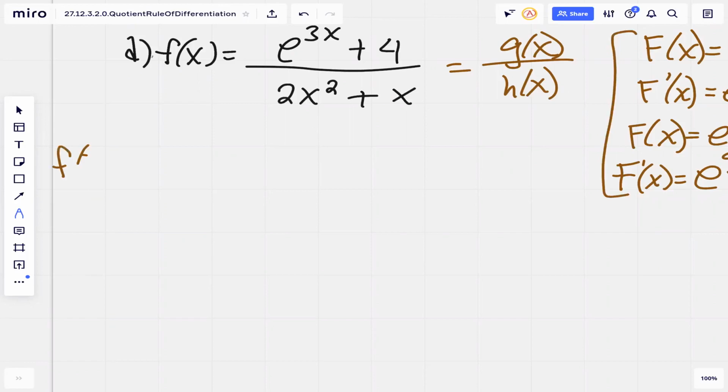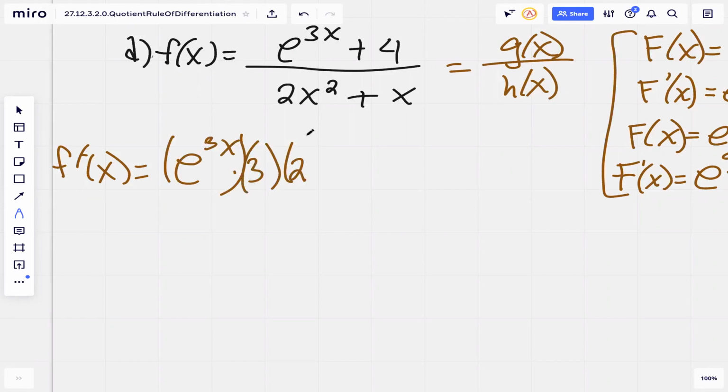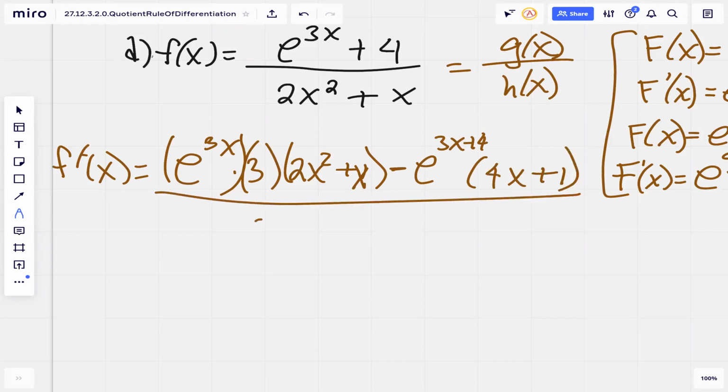So f prime of x equals derivative of numerator. So the derivative of the numerator is this e to the 3x times 3. Okay, so let's put everything in brackets, make it clear. Times our denominator, 2x squared plus x, minus our numerator, let's hope we have space for it, times the derivative of our denominator, 4x plus 1, all over the denominator squared.